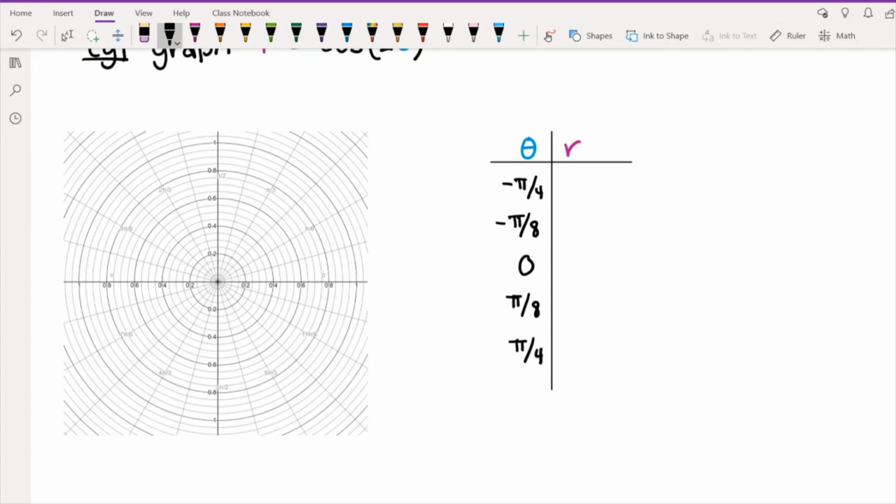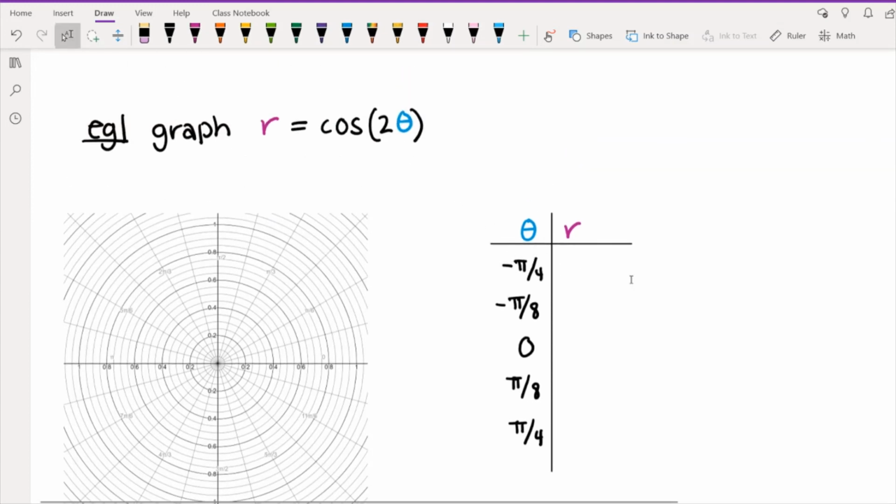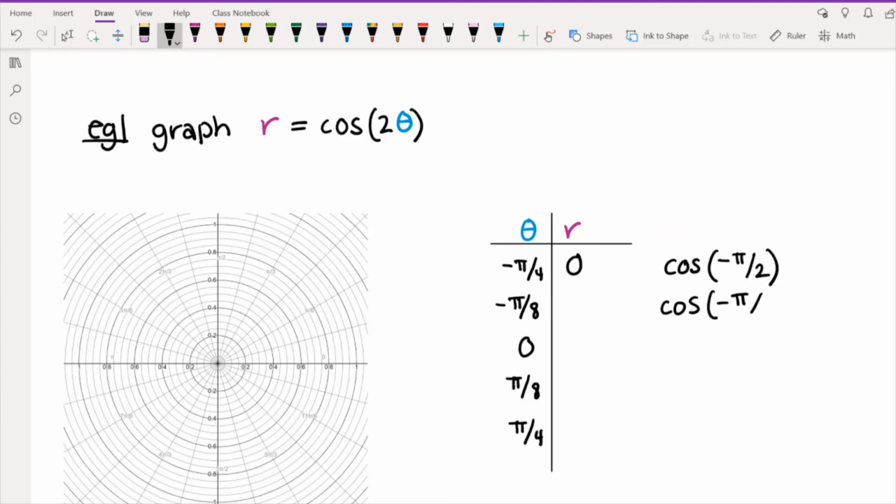So for example, if we're plugging in negative pi over 4, what would that look like? Well, that would be taking cosine of 2 times negative pi over 4. So what's 2 times negative pi over 4? That's negative pi over 2. So what is cosine of negative pi over 2? Well, if you go to an angle of negative pi over 2, cosine of it is 0. And so for negative pi over 8, now we're finding cosine of negative pi over 8 times 2, which is cosine of negative pi over 4. And so that's going to give you square root of 2 over 2, which is approximately 0.7.